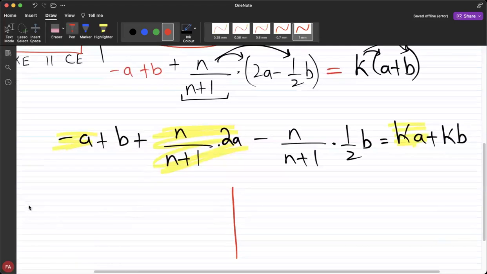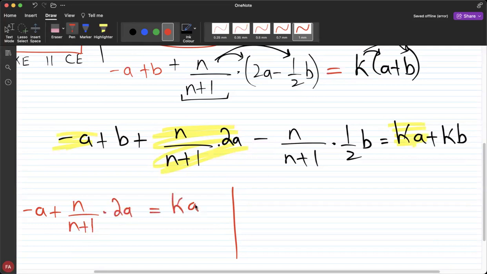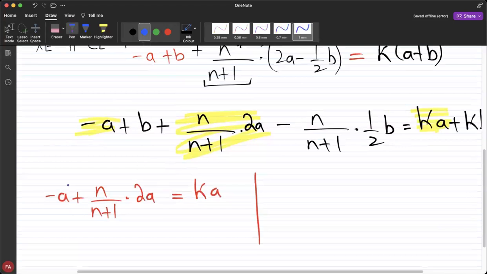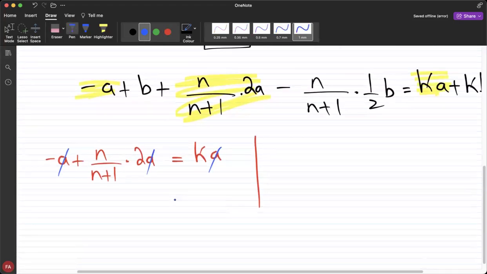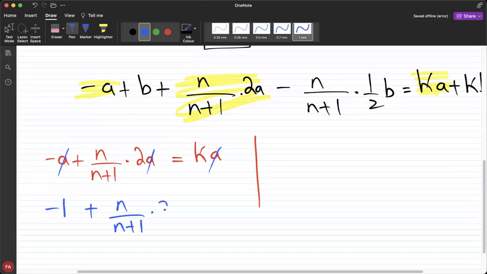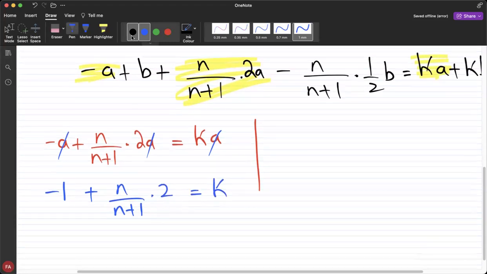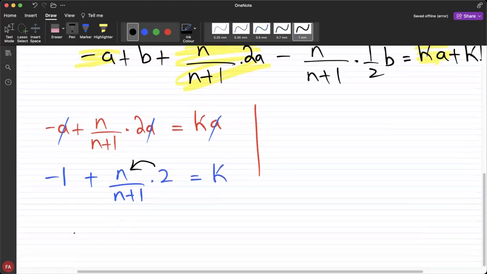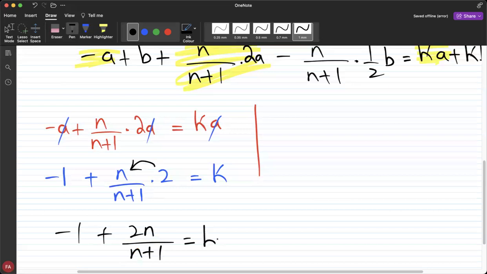So I can say, well, that has to be minus a plus n over n plus 1 dot 2a is equal to ka. If I were to cancel out the a's over here, or just take them common out, ideally, you don't need to even write this down. I just do it because I don't want you to get confused. So that's going to leave me with minus 1 plus n over n plus 1, and then we have dot 2 is equal to k. Can I multiply this 2 with n? Of course I can. So that's going to be minus 1 plus 2n over n plus 1 equals to k. This is one expression that I end up getting.